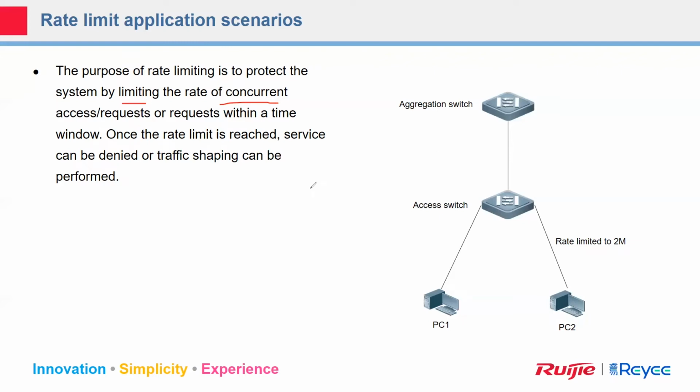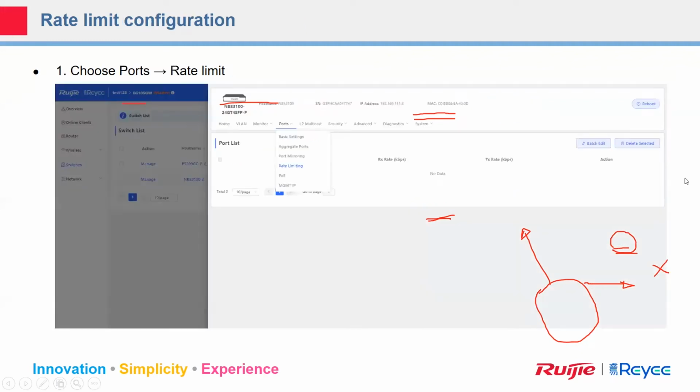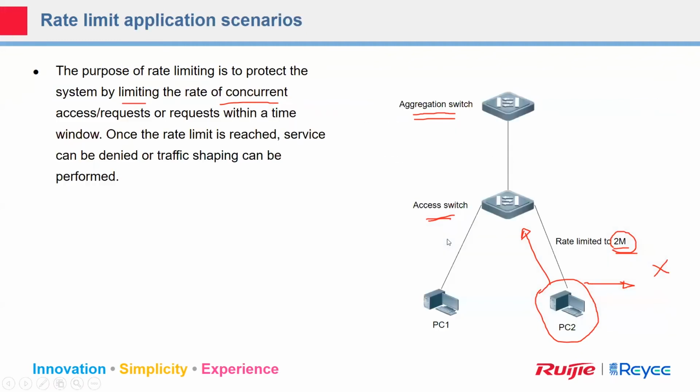As you can see here in this topology, we have the aggregation switch, we have the access switch, and we have limited the rate of that PC to 2 meg. So when that PC is sending traffic more than 2 meg, it will be denied. So the rate limiting simply is limiting the rate of devices connected to the switch.